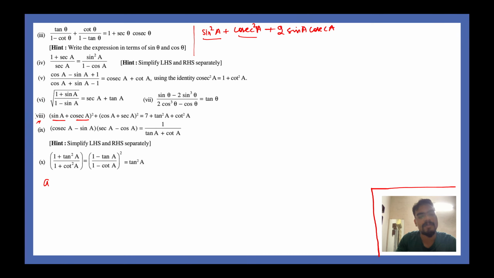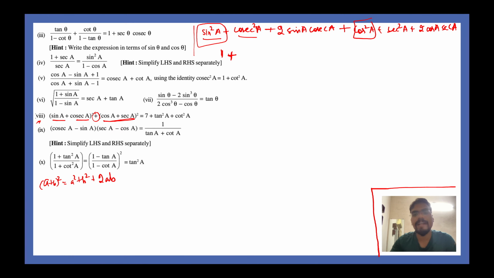Do you remember the property? A plus B whole square is equal to A square plus B square plus 2AB. Right? There is the plus sign here. Plus cos A plus sec A whole square can be written as cos square A plus sec square A plus 2 cos A sec A. Now sine square A and cos square A, both these terms will add up and you will get 1, right?